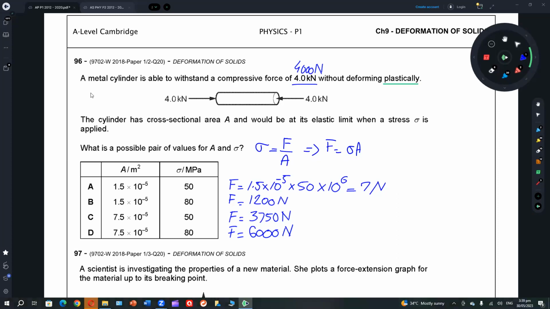No answer is actually coming. The closest we can take is C, which is 3750. But let me see if I can check this question back after the class, and we can save the time, because it's not matching directly.